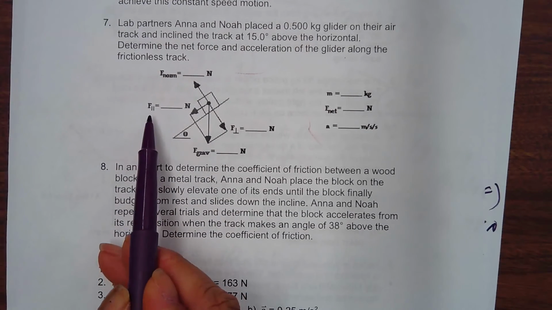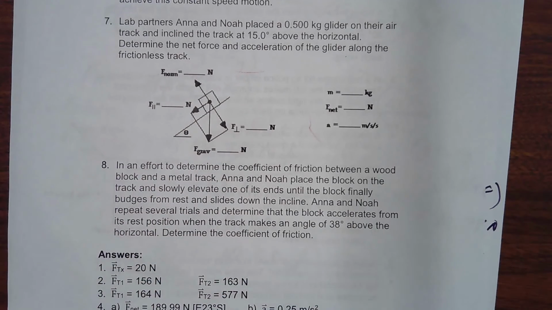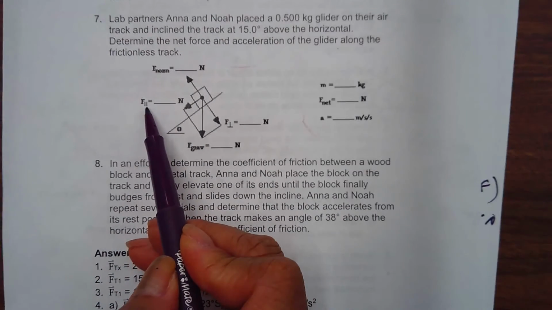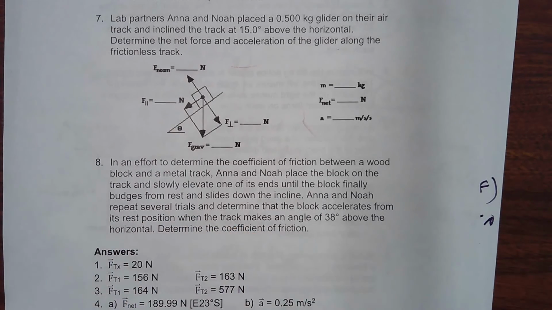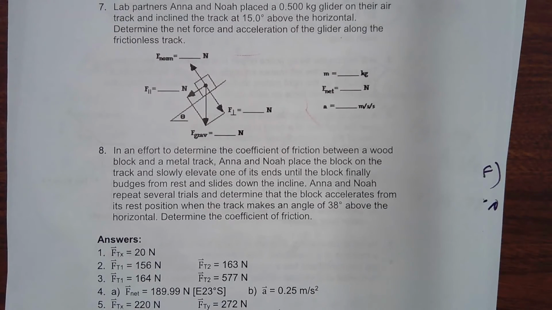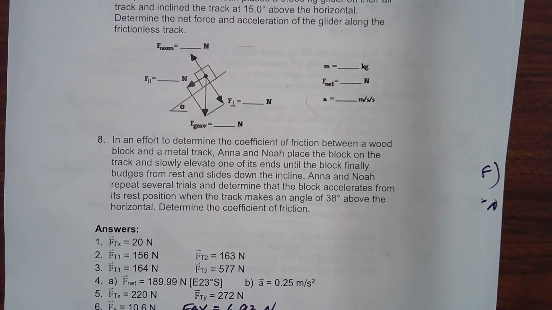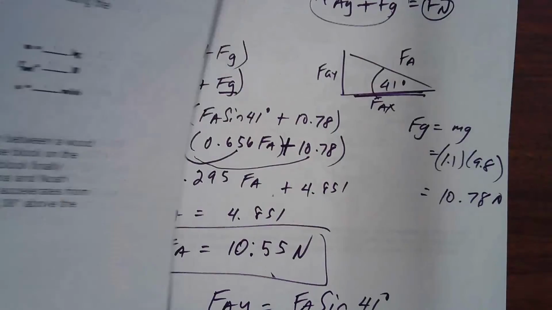Can you guys read this one? Is that FT or F2, or FN? Maybe it's F2. The one going downward is F1, so this is normal force. I'm gonna have to redraw this because I can't read the picture. I'm just gonna draw it.